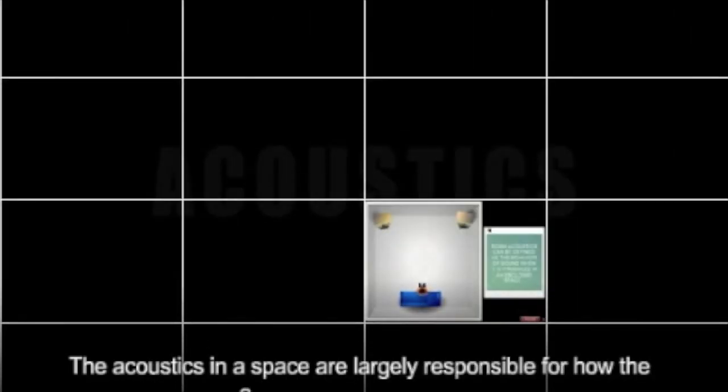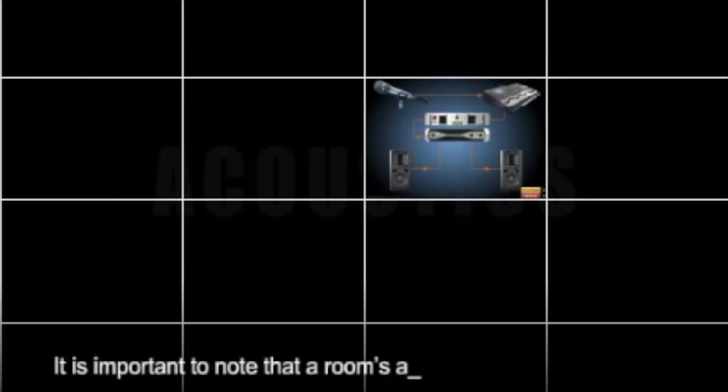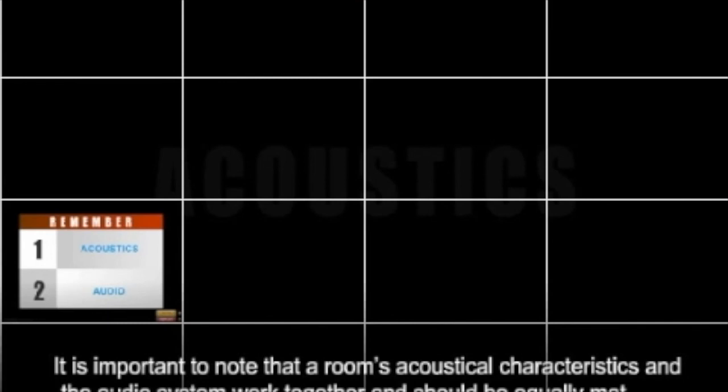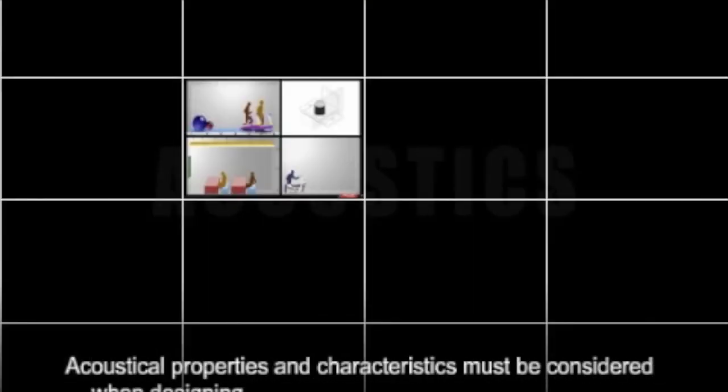The acoustics in a space are largely responsible for how the audio signal is perceived. Poor acoustics cannot be fixed with an audio system. It is important to note that a room's acoustical characteristics and the audio system work together and should be equally matched. Acoustical properties and characteristics must be considered when designing a critical space such as a sanctuary, an auditorium, or a performing arts space. By way of an experienced acoustical engineer, existing acoustical concerns and issues can be resolved by conducting a detailed study and applying the appropriate acoustical products.